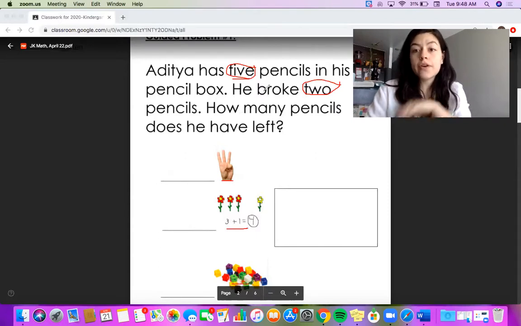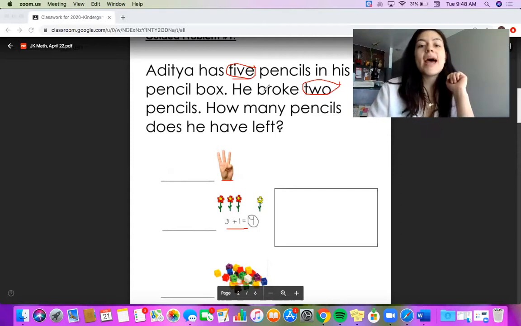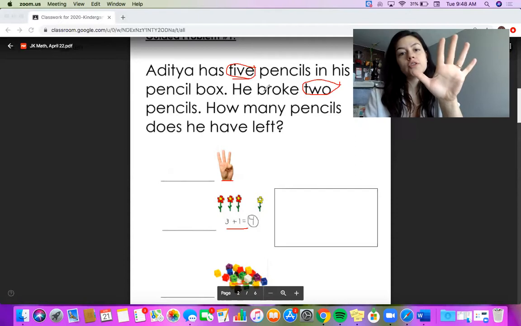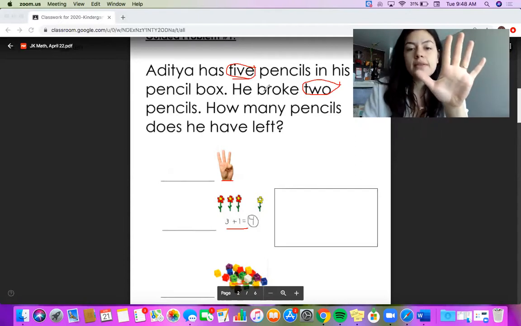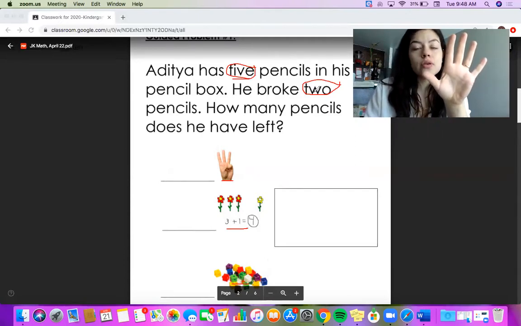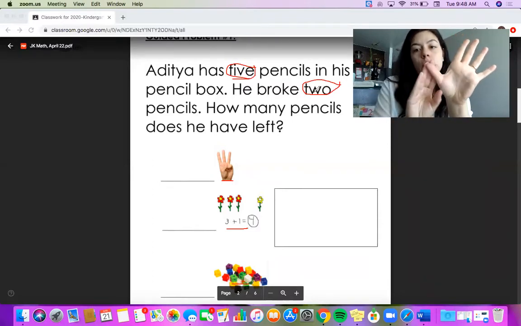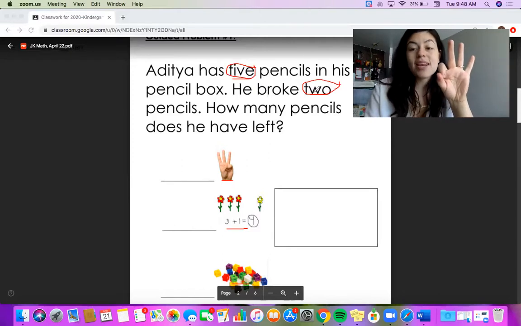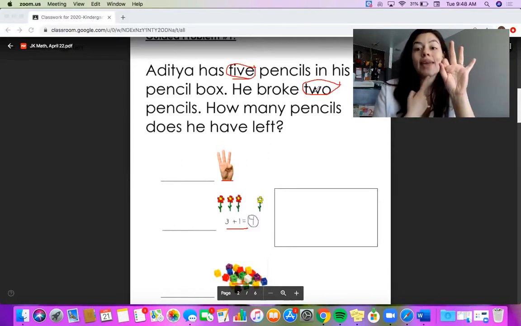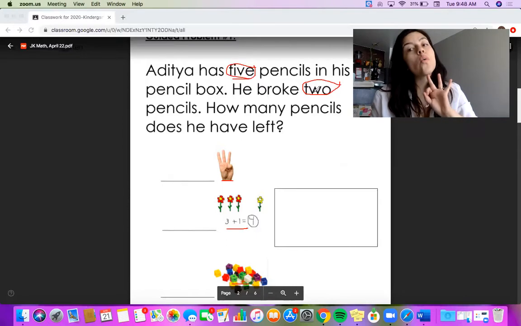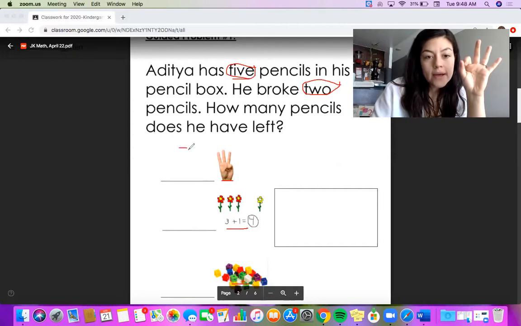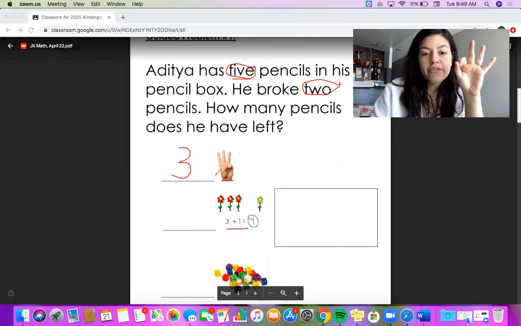First, we're going to start with our finger strategy. Aditya has 5 pencils. I'm going to put up 5 fingers to represent his pencils. Then he breaks 2. I'm going to take away 2. 1 goes down, another one goes down. Now to find out how many are left, I'm going to count using my chin. 1, 2, 3. I got 3. What I'm going to do is I'm going to write that down on the line with the finger strategy.